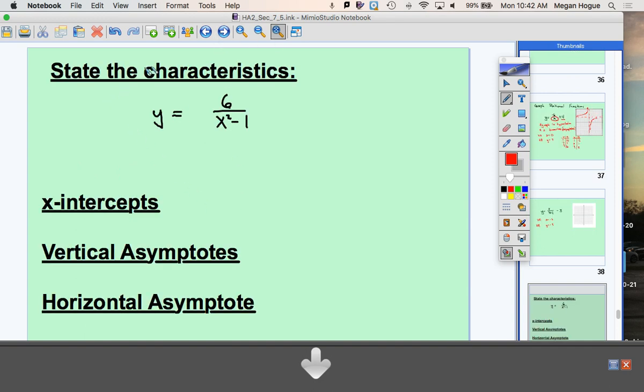All right, the directions are going to say, state the characteristics. Go ahead and write down y equals 6 over x squared minus 1. That's how it's going to be on a test. I won't have that part written out for you, but it's going to say state the characteristics. It will look the same on the review sheet.